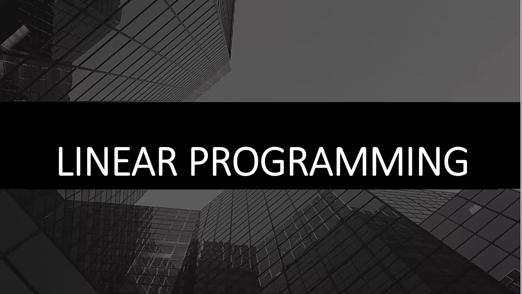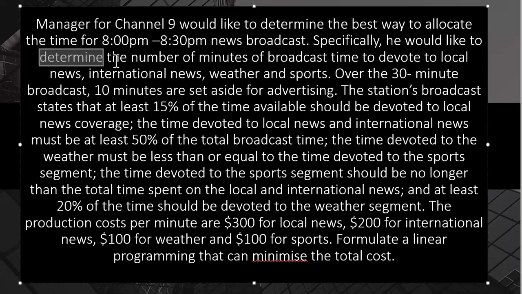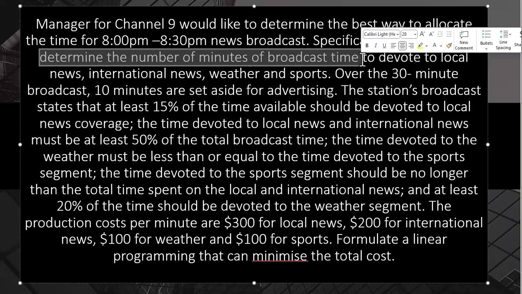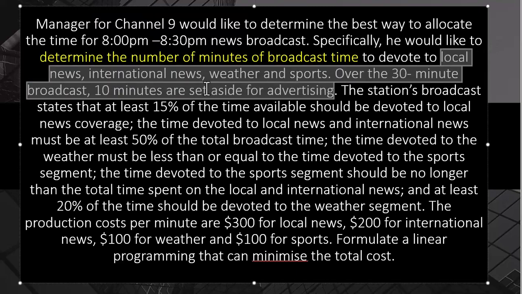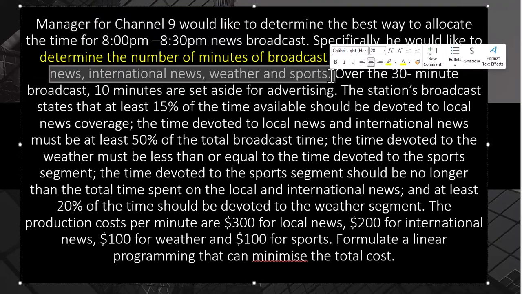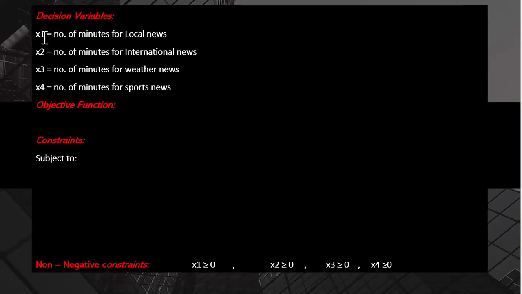Hello again. So today in linear programming, we will be dealing with a problem of a channel where the manager would like to determine the best way to allocate the time for the 8 p.m. to 8:30 p.m. news broadcast. So here the decision variables would be the number of minutes of broadcast time for the local news, international news, weather news, and sports news. These will be our four decision variables, which we can write like this: x1, x2, x3, and x4.